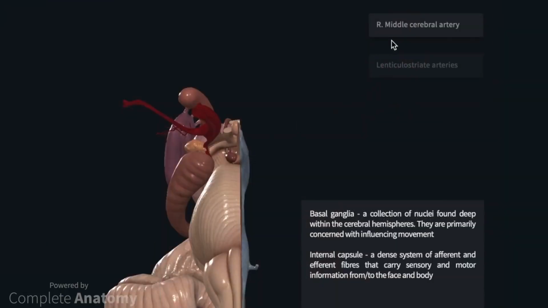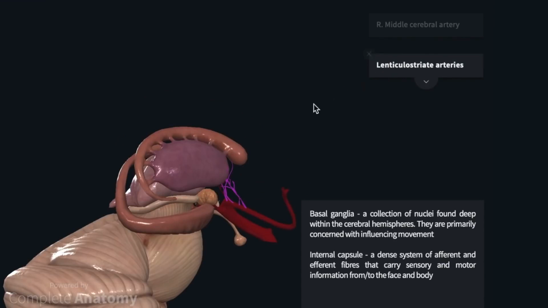So let's have a look at the course of the middle cerebral artery. As I said before, it is the largest and most direct branch of the internal carotid artery. The middle cerebral artery passes deep within the lateral fissure, and here, some small arteries, known as the lenticulostriate arteries, arise. These small arteries supply structures associated with the basal ganglia, which are included here on the model, as well as the internal capsule.